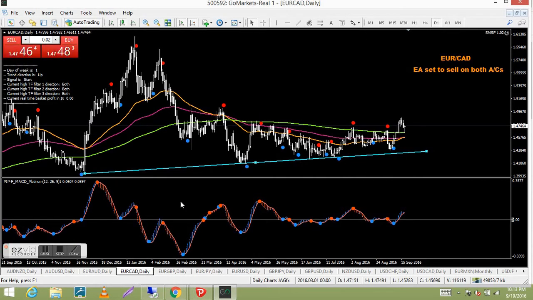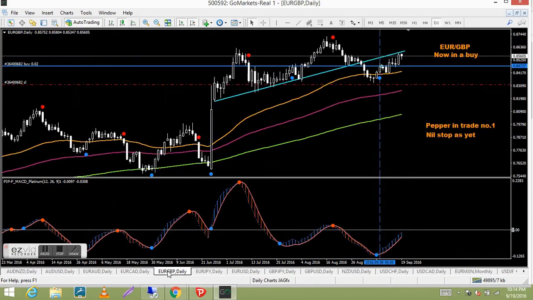Euro Canadian. Look, I've set an EA to sell on both accounts. I've just shrunk the chart up a bit, so you can see this blue long trend line, how things are just touching it nicely. So if I do get a sell there, that's sort of an obvious target, that trend line there. It may roll over, it may not, but who knows? I've set up the EAs, so if they do their thing, they do their thing.